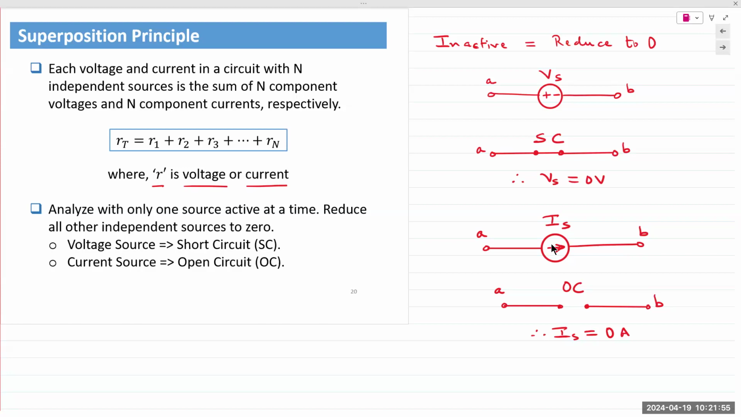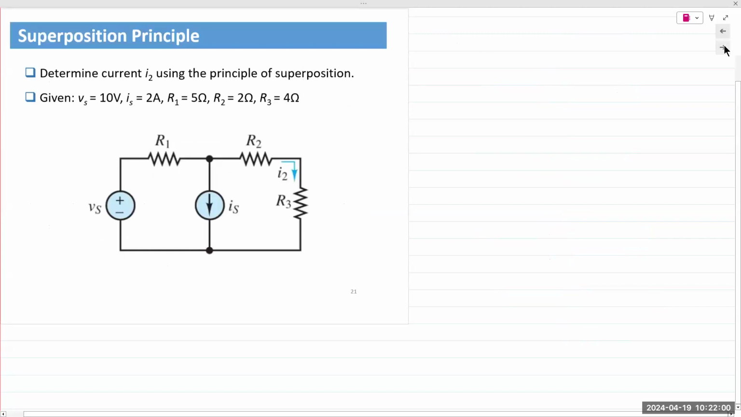All right, let's look at an example then. Determine the current I2 using the principle of superposition. First things first, locate I2 in the circuit. It is on the far right. It is the current flowing through R3.